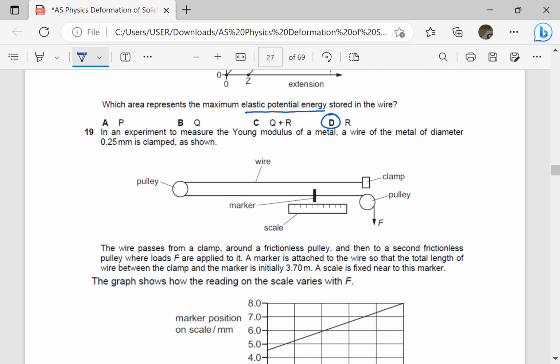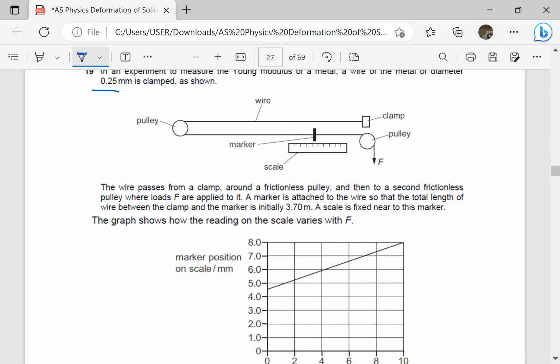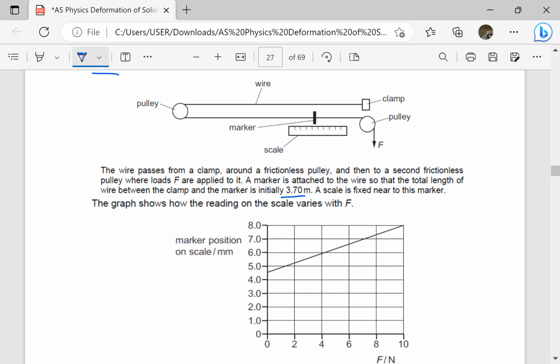In an experiment to measure the Young modulus of a metal wire, a wire of the metal of diameter 0.25 is clamped as shown. The wire passes from a clamp around a frictionless pulley and then to a second frictionless pulley where loads F are applied to it. A marker is attached to the wire so that the total length of the wire between the clamp and the marker is initially 3.7 meters. A scale is fixed near to this marker. The graph shows how the reading on the scale varies with F.